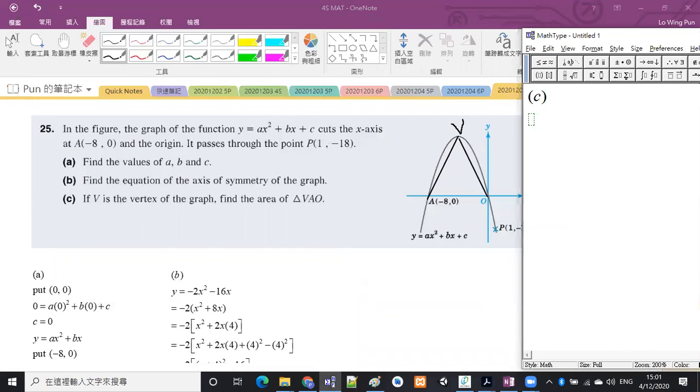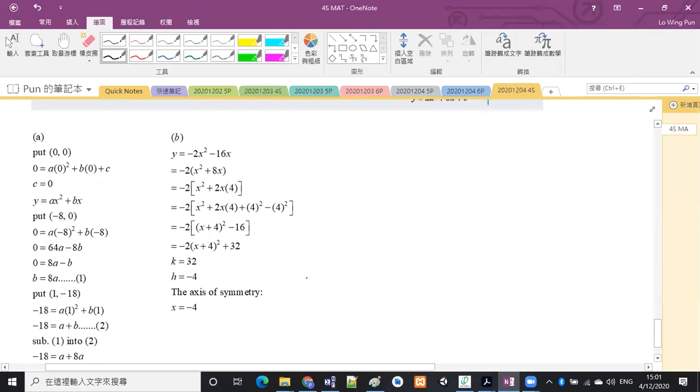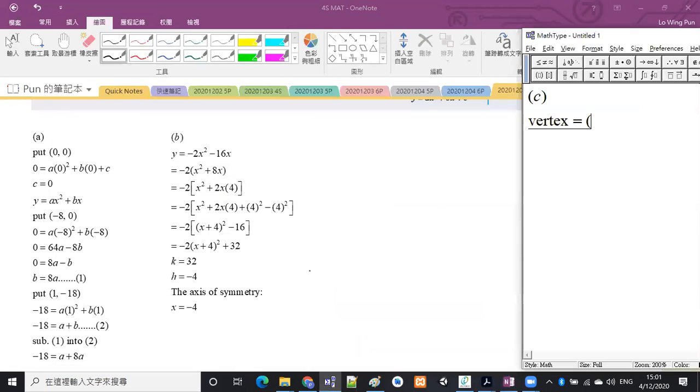So in part C, the vertex is equal to the hk value, and we have found this to be -4 and 32. So -4 and 32. Okay, and then so that is V. V is the vertex.